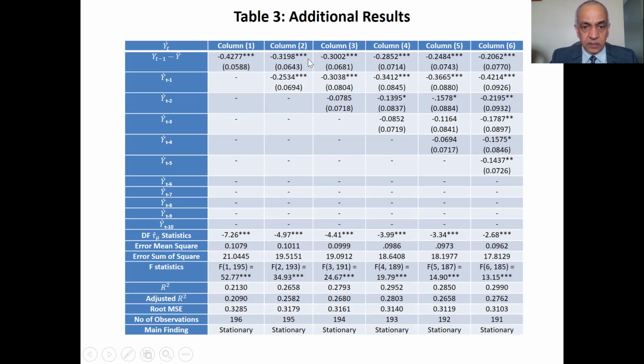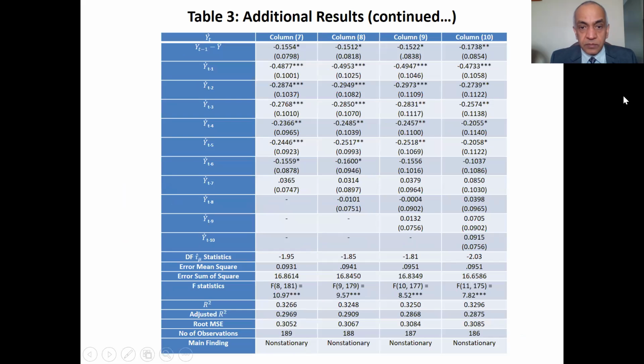So the series is stationary. If we include the first lag, the series is stationary. If we include the second lag, stationary. Third lag, fourth lag, fifth lag. If we include the fifth lag, the series is stationary. So our main finding is stationary. Okay, now let us look at what happens if we continue to include the sixth lag.